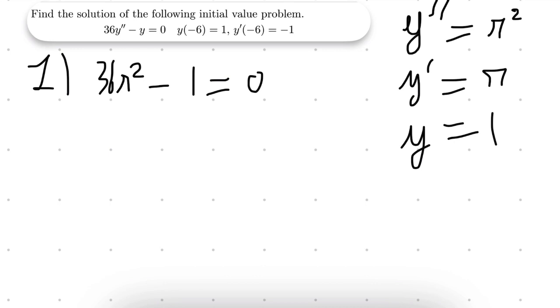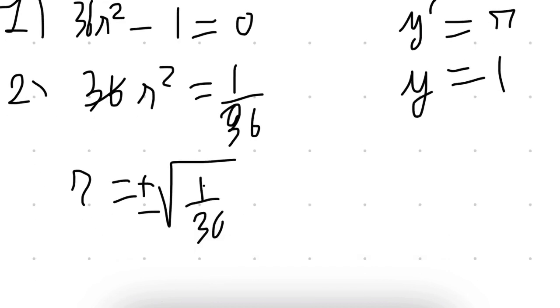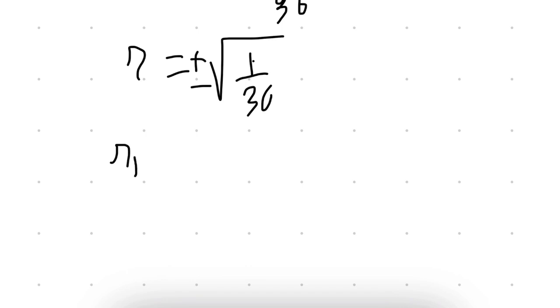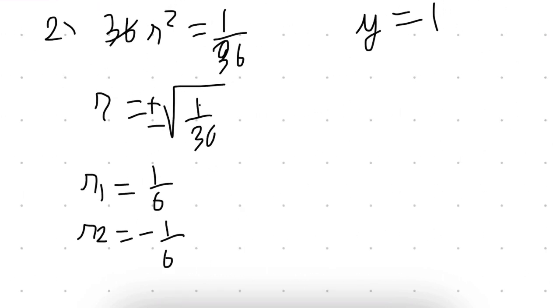Then the second step is going to be solve for r. So we're going to have r squared equal 1 over 36, and r equal plus or minus the square root of 1 over 36. So we have r1 equal 1 over 6 and r2 equal minus 1 over 6. Then after, I'm just gonna add our toolbox here.